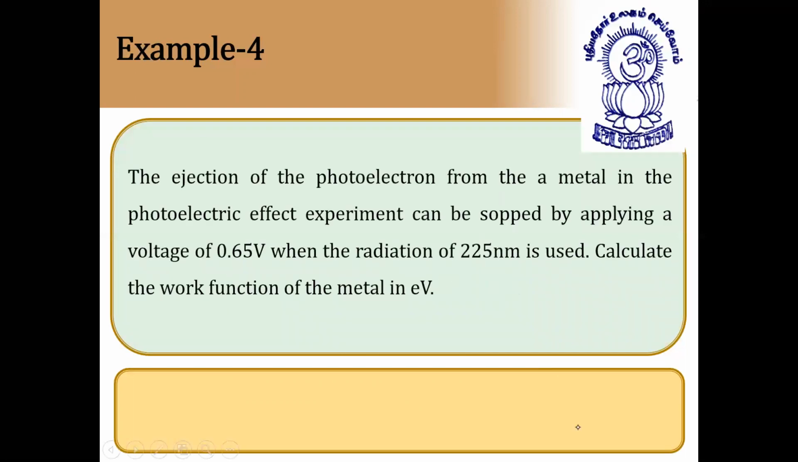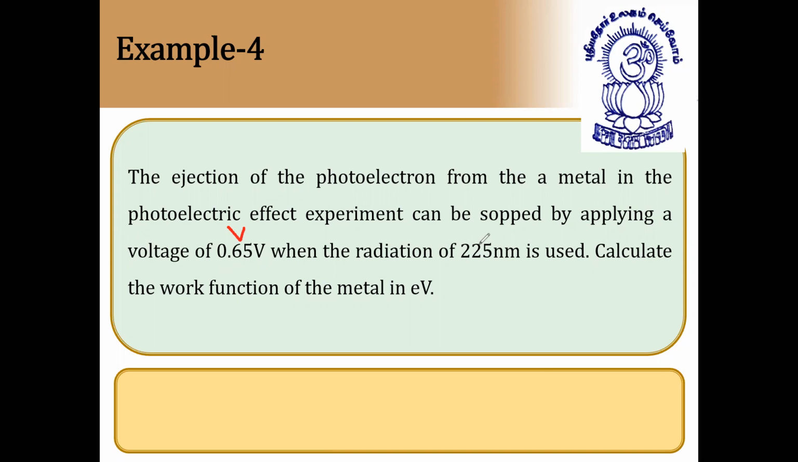Example 4, based on photoelectric effect, stopping potential. The ejection of photoelectron from the metal in the photoelectric effect experiment can be stopped by applying a voltage of 0.65 volts. When the radiation of 225 nanometers is used, calculate the work function of the metal. So already we know voltage is given and nanometer is given, and calculate the work function.